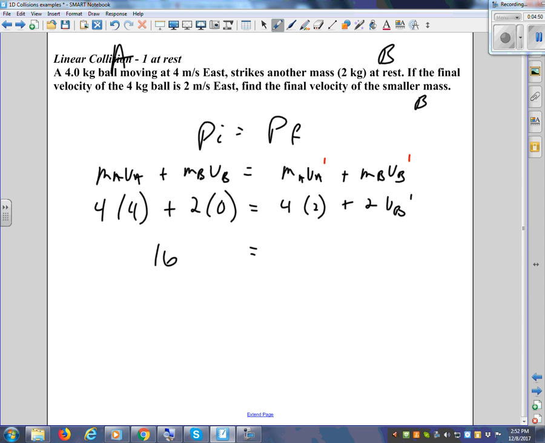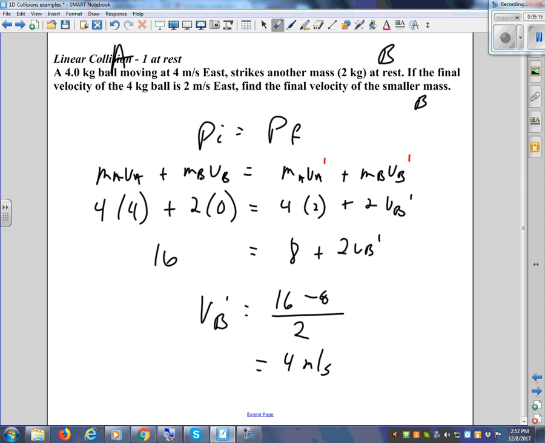So now we're going to have 8 plus 2 VB prime. Can you solve that all in one step? Grade 12 students should be able to. VB prime is, the 8 goes to the other side, becomes negative. So 16 minus 8, and then you're going to divide by 2, right? So that's going to be 8 over 2, which is 4 meters per second.